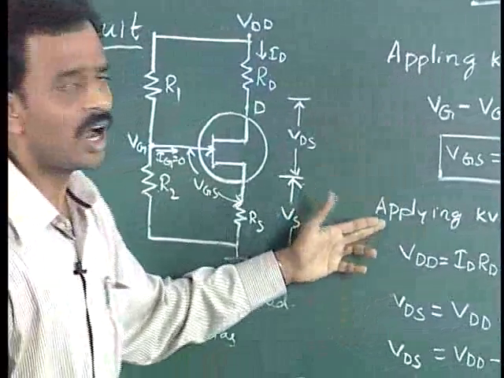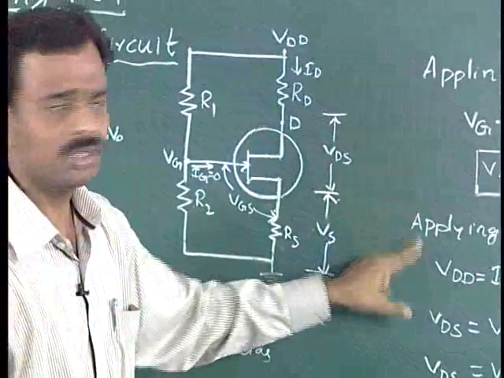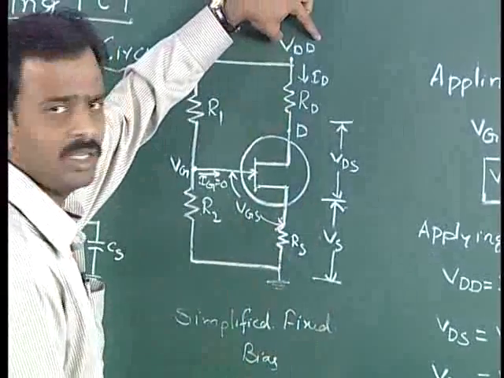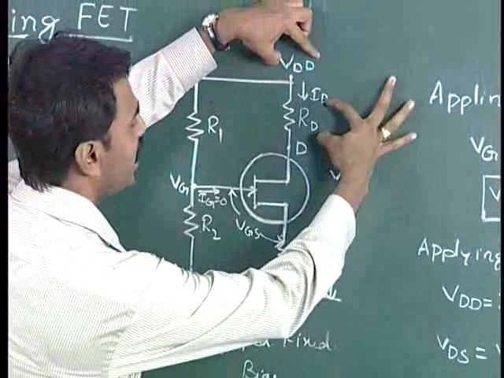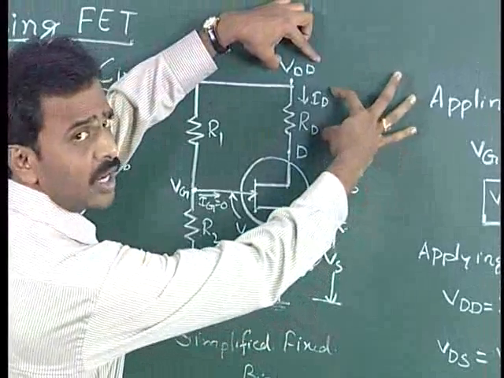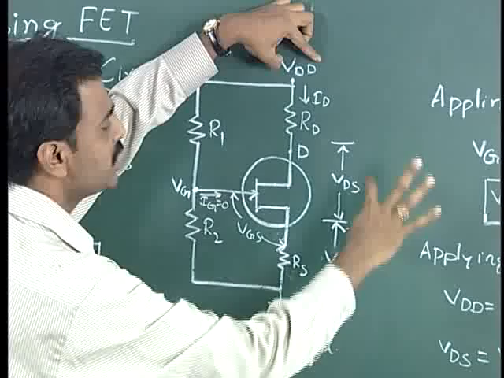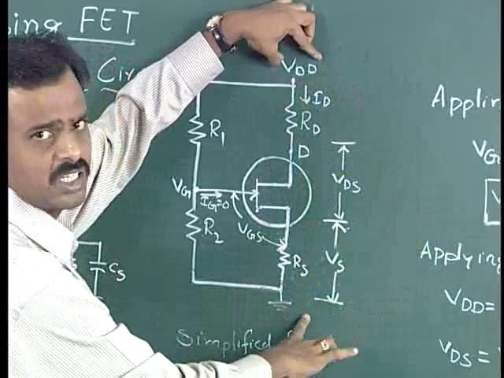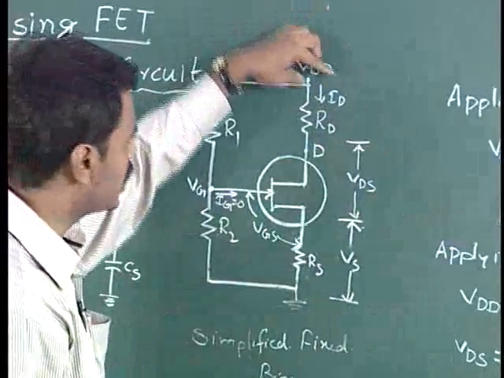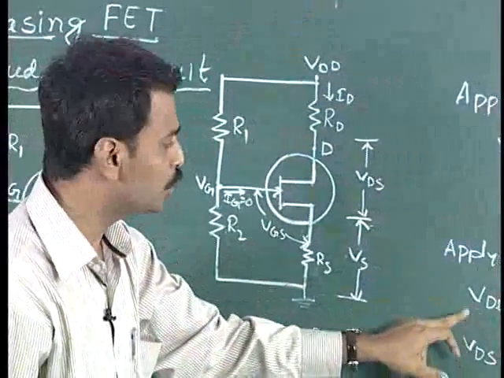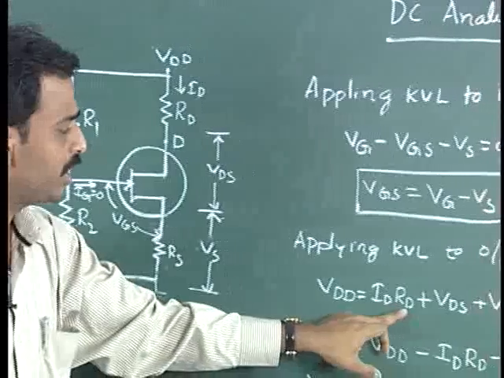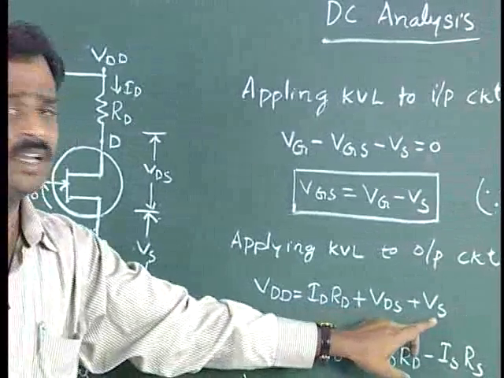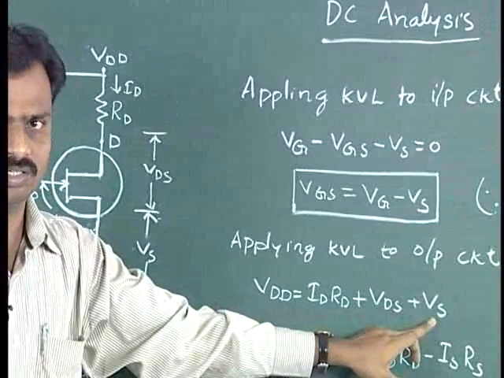Next, applying KVL to the output of the circuit, see here, VDD will be equal to ID times RD plus VDS plus VS. So VDD is equal to the sum of all the voltages present in the output of the circuit. The same I have written over here: VDD equals IDRD plus VDS, the voltage between the drain and source, plus the voltage across the source resistance.